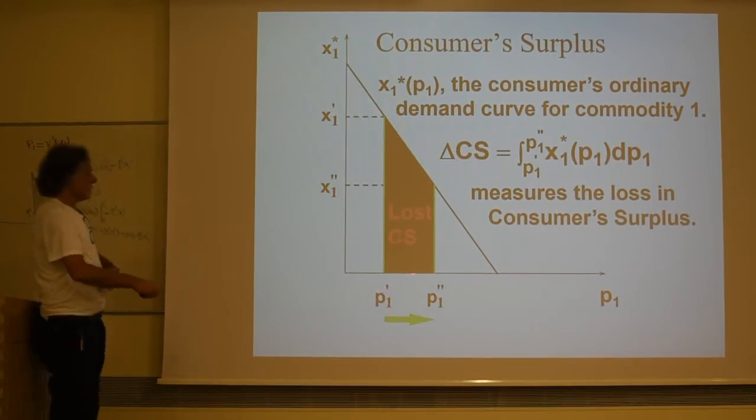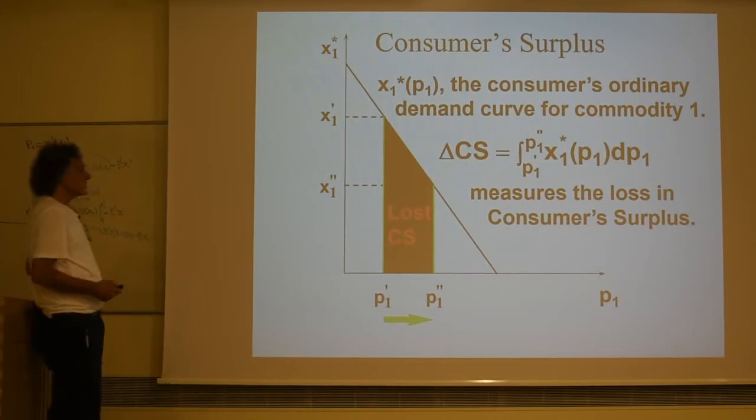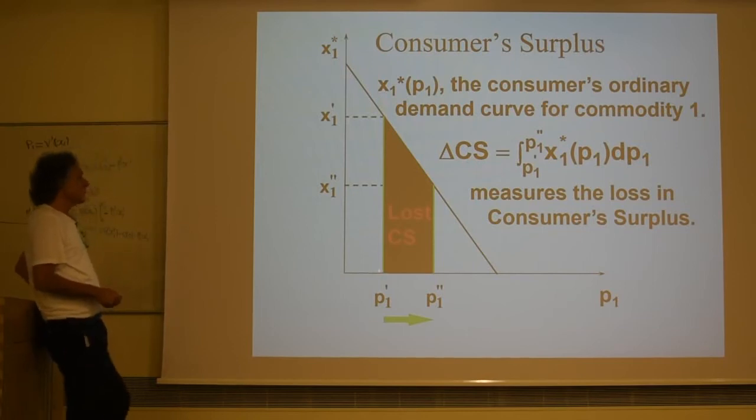Okay? But why is this? Because I have to look. We have to be careful. It is the total area under the demand function from P1 prime to P1 double prime, and it looks like I go from here to here, the area here. But what is my willingness to pay? My willingness to pay depends on the units.